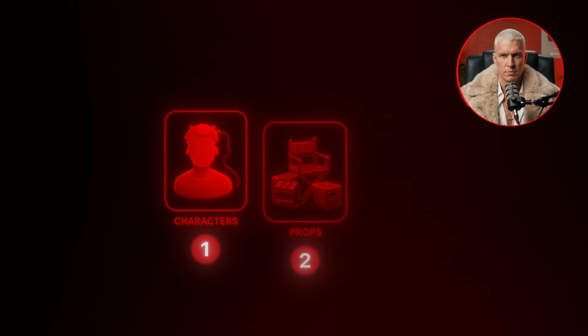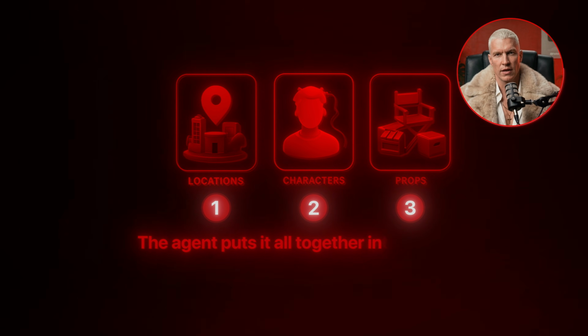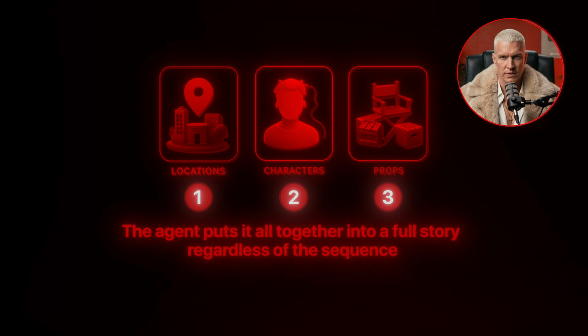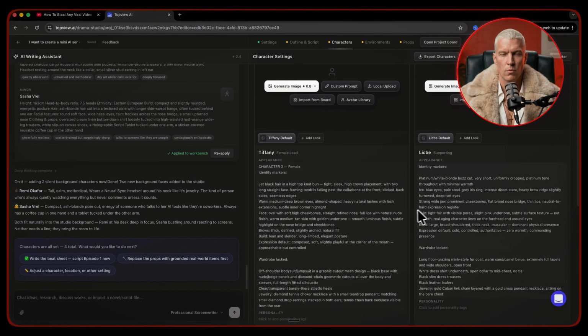And here's something worth knowing. There's no fixed order you have to follow. You can start with your characters, jump straight to props, build out your environments first, whatever works for you. The agent puts it all together into a full story regardless of the sequence. Once the story is generated and your characters are listed, you can start generating them one by one.